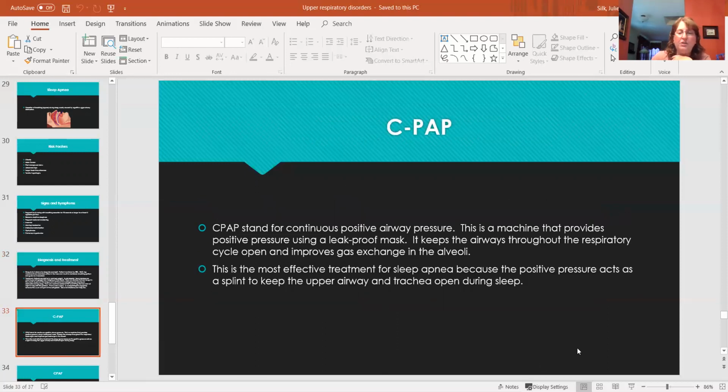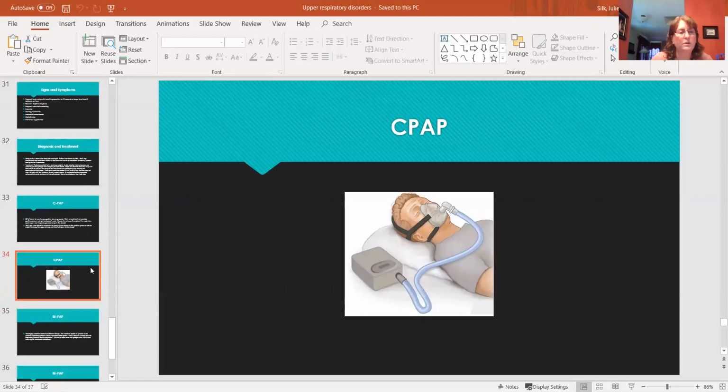The CPAP, if they do that, typically most people do the CPAP. This is continuous positive airway pressure. So it's a machine that provides positive pressure using this mask. It keeps the airways open throughout the respiratory cycle and improves gas exchange in the alveoli. This is the most effective treatment for sleep apnea because the positive pressure acts as a splint to keep the upper airway open. All right, and then there's a picture of kind of what one looks like.